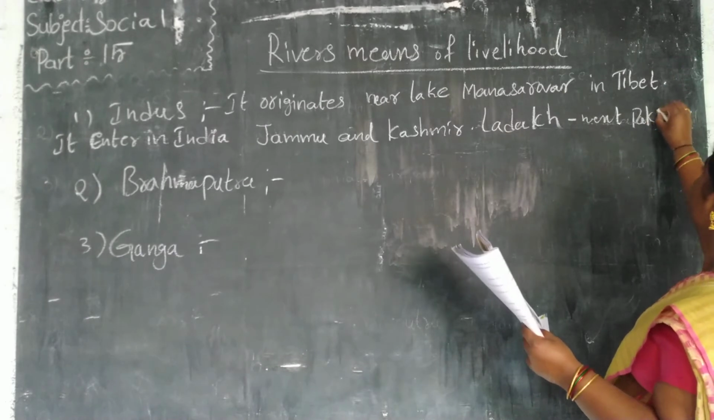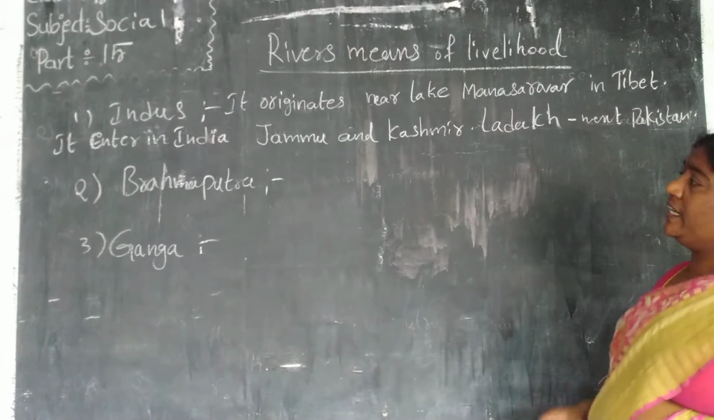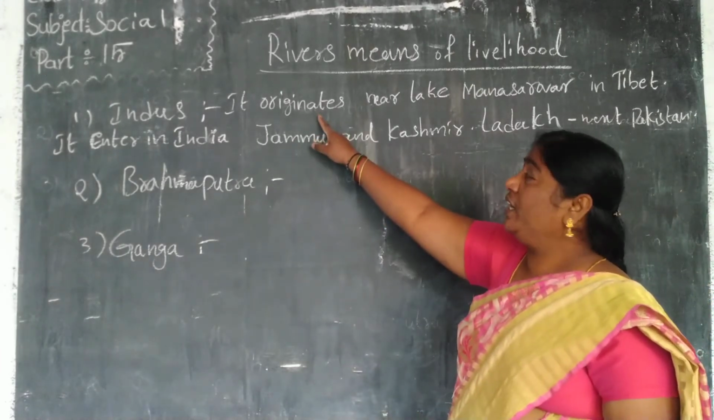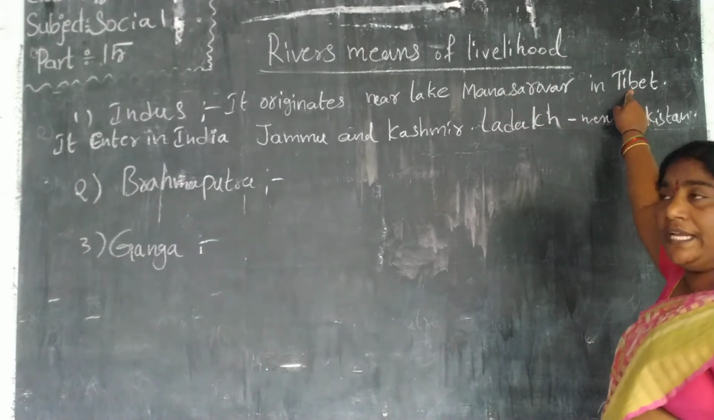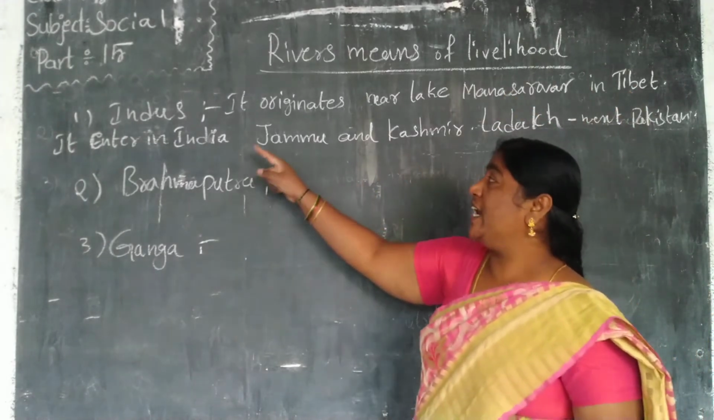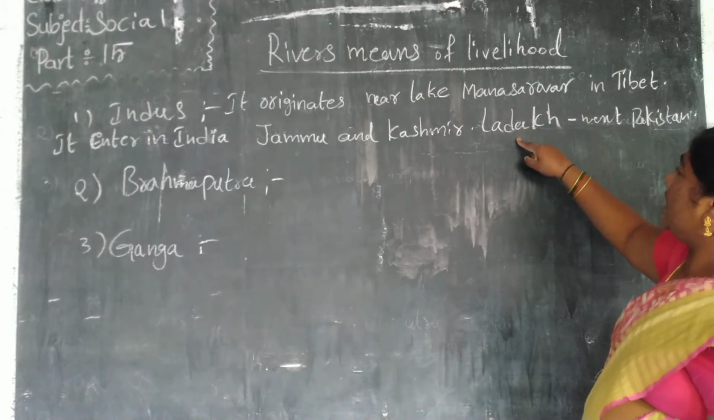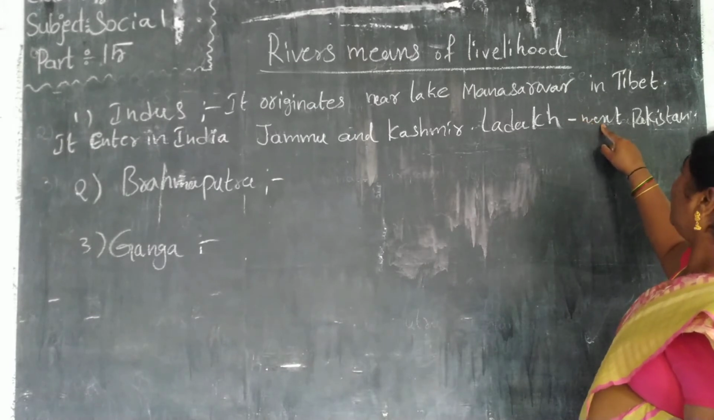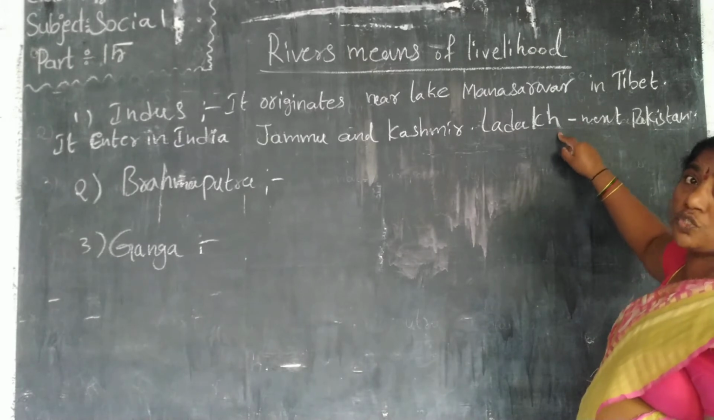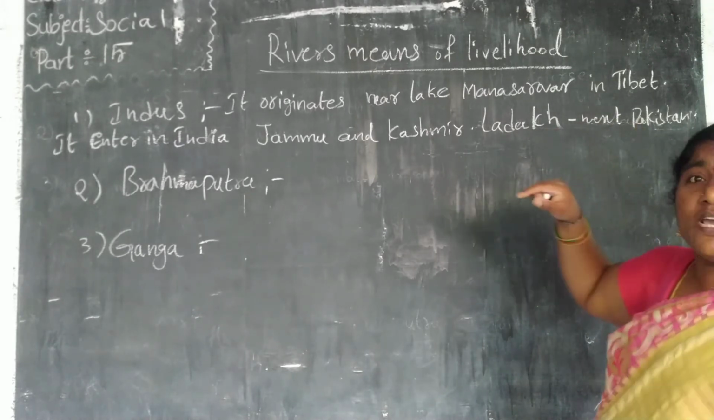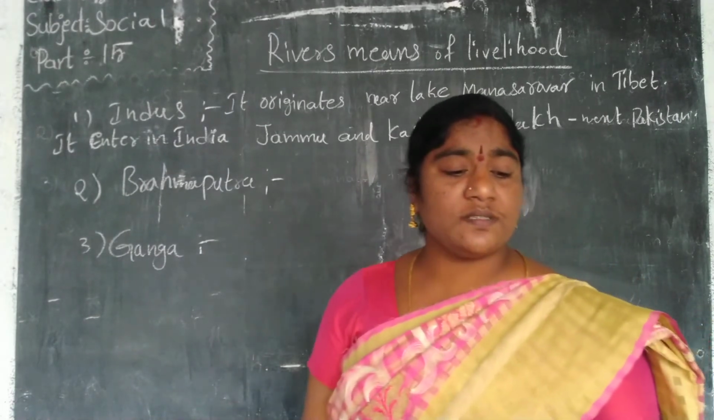Which river? The Indus River. Where does it originate? Near Lake Manasarovar in Tibet, not in India, in Tibet. It enters India in Jammu and Kashmir and flows through Ladakh. After that it flows through Pakistan, and afterwards it joins the sea, the Arabian Sea.